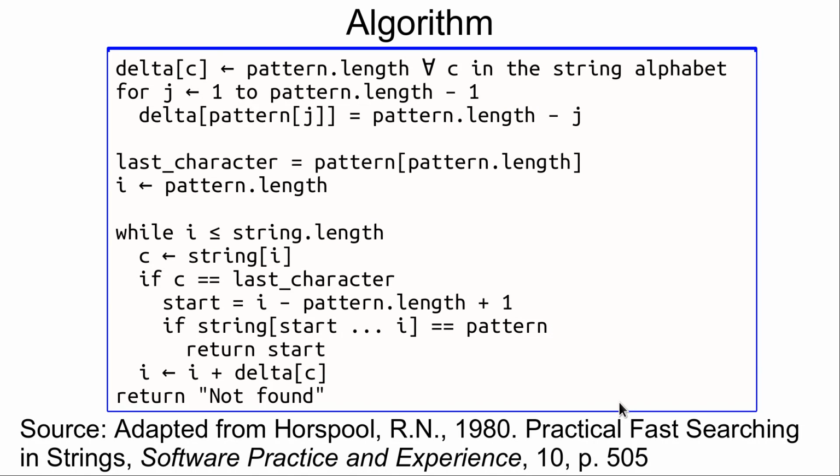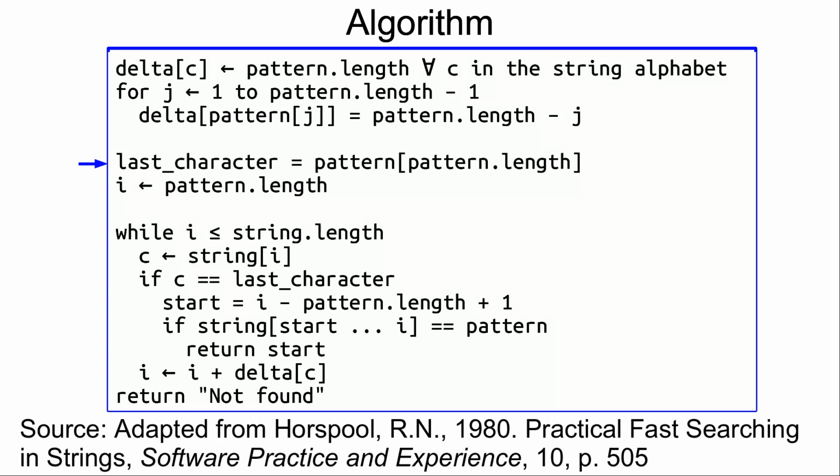Here's the algorithm in pseudocode. So for each character in the pattern except the last one, we make sure that the shift of that character is the distance of its last occurrence from the end of the pattern. The shift for the characters that aren't in the pattern is the full length of the pattern by default. We note what the last character in the pattern is, and we start at the beginning of the string.